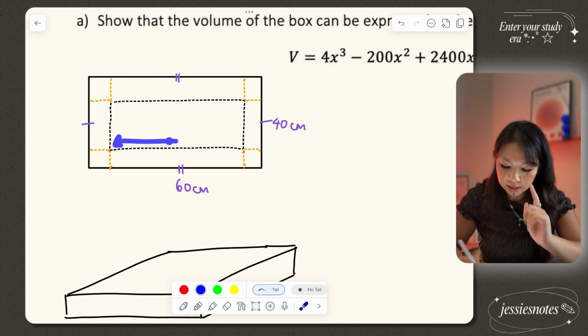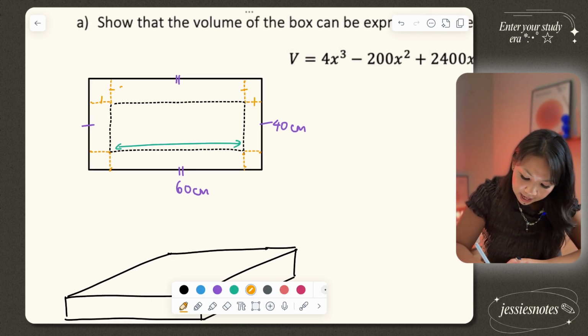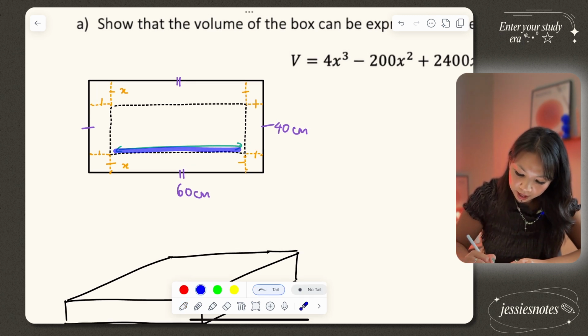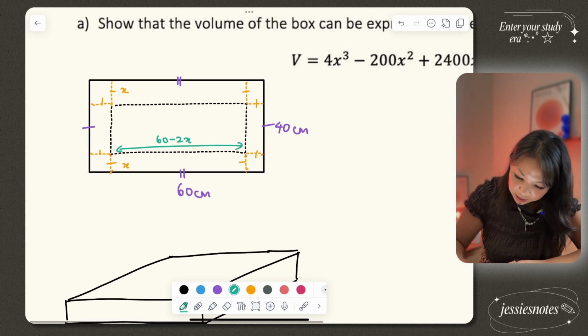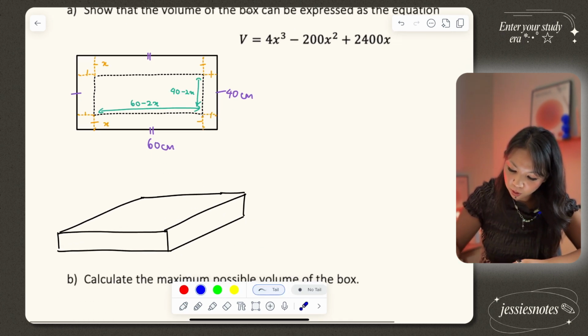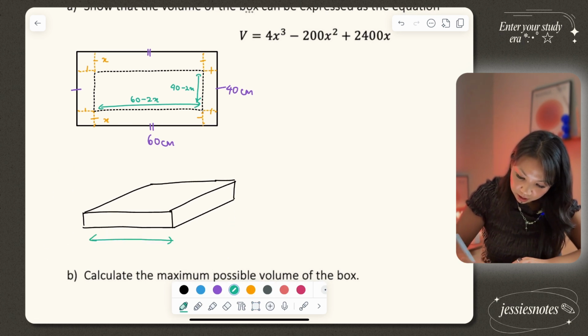So I'm going to figure out what's this dimension over here, given that each of these have a length of x. Well, you can see that this is going to be given by taking this whole thing, which is 60, and then minus 2 lots of x. And then this portion here is going to be this whole thing minus 2 lots of x again. Okay, and that is also going to be the base of this box. So this is going to be 60 minus 2x, and this here is going to be 40 minus 2x.